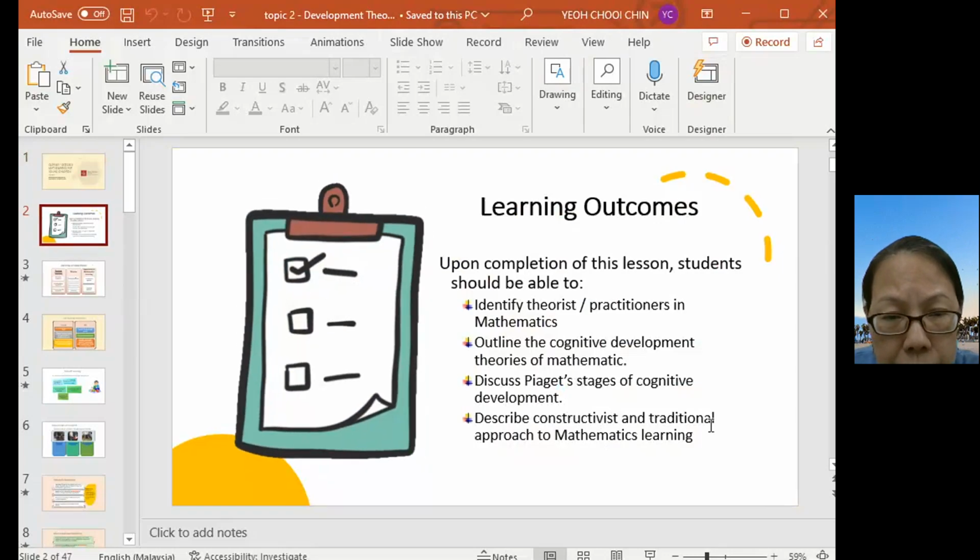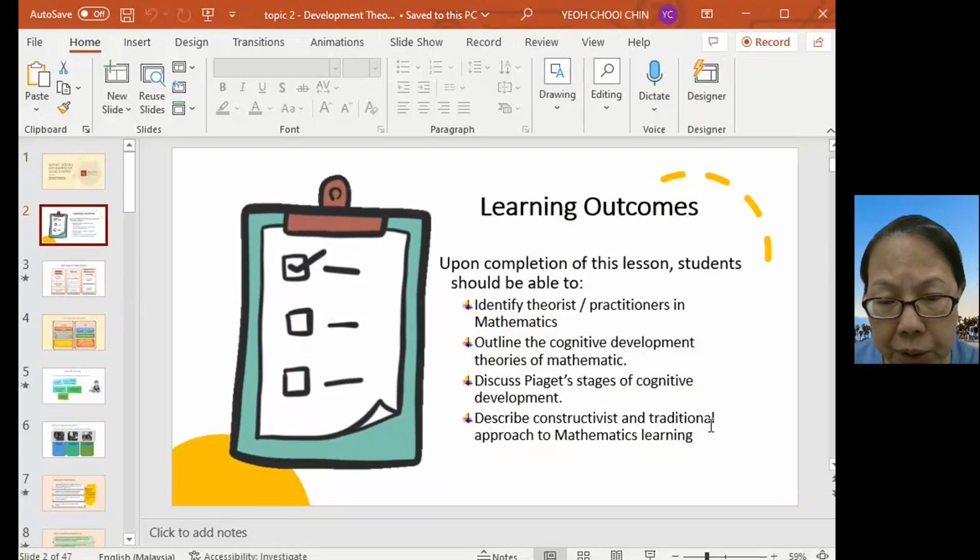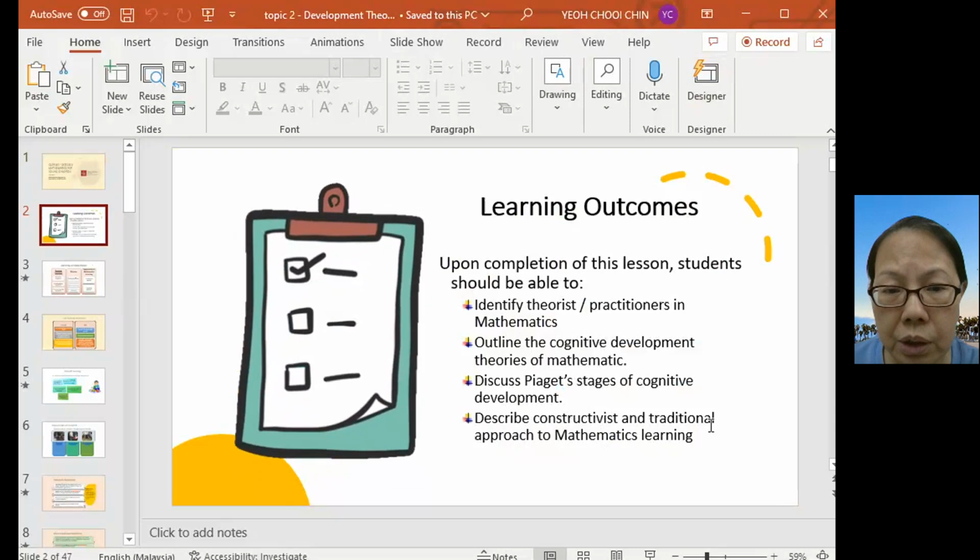So the learning outcomes: upon completion of this lesson, students should be able to identify theories and practitioners in mathematics, outline the cognitive development theories of mathematics, discuss Piaget's stages of cognitive development, and describe constructivist and traditional approaches to mathematics learning.